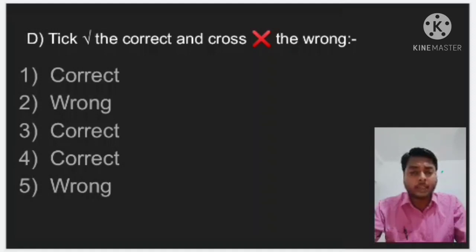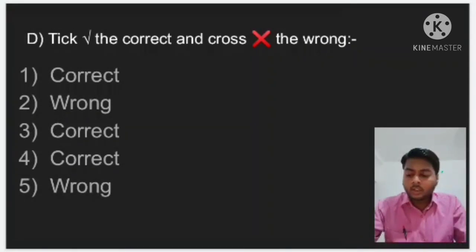So this is correct. Second, the notification area displays the icons for programs pinned on the taskbar. No, this is wrong. The notification area does not display the icons pinned on the taskbar; those are displayed by other icons.